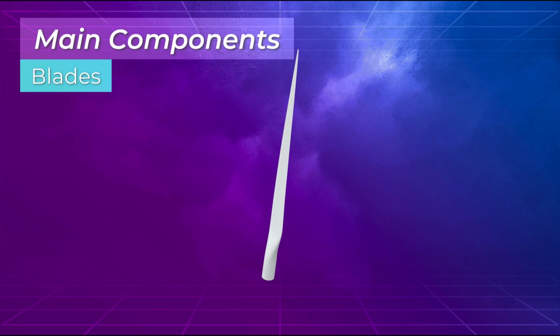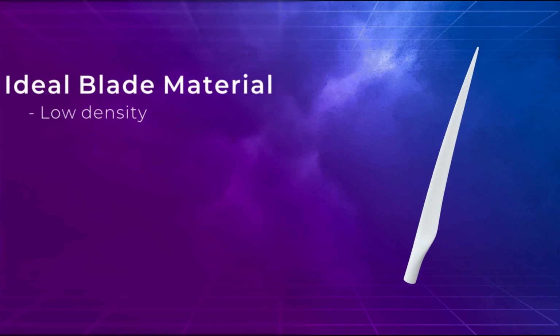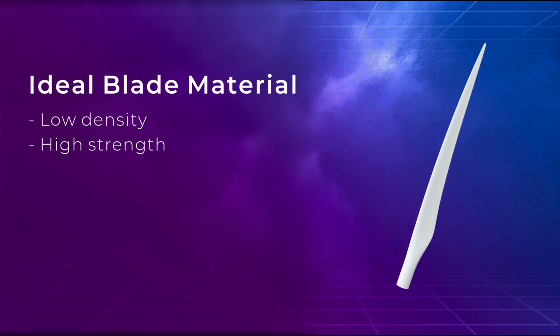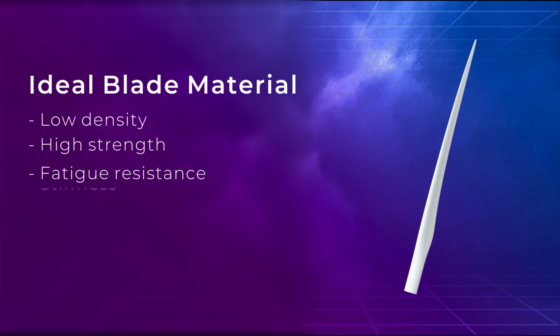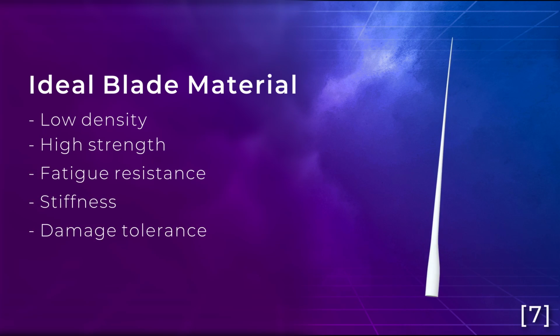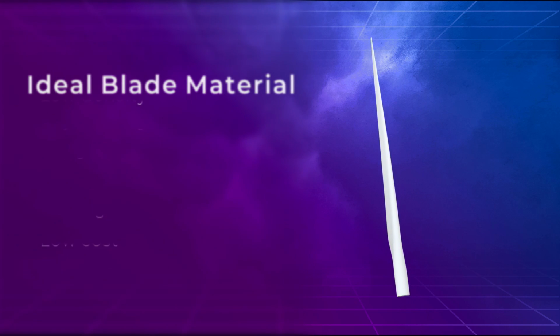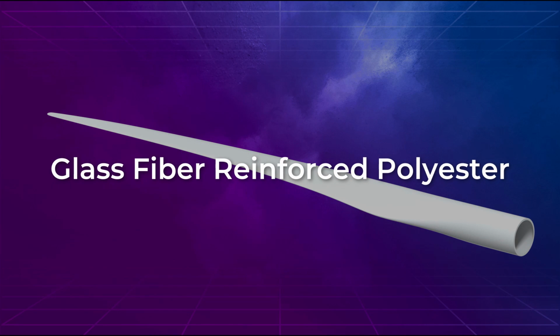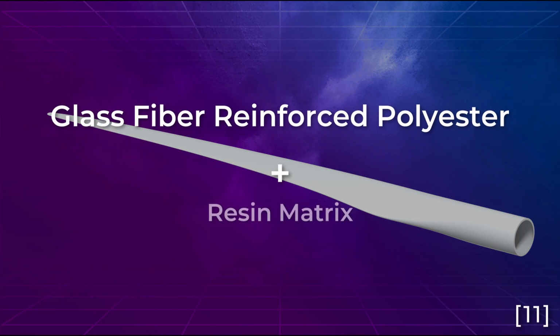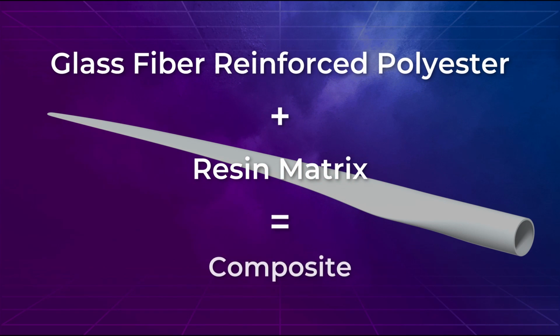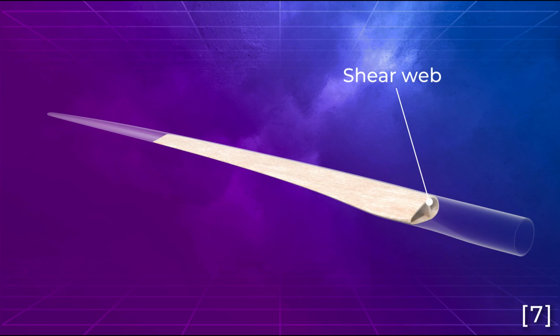The ideal material for blade construction must be low density, possess high strength, fatigue resistance, stiffness, and damage tolerance, with a low cost. Materials used for the shell of wind turbine blades are typically made of glass fiber reinforced polyester combined with a resin matrix to produce a composite. The upper and lower shell are supported by shear webs and bonded on the leading and trailing edges with adhesives.